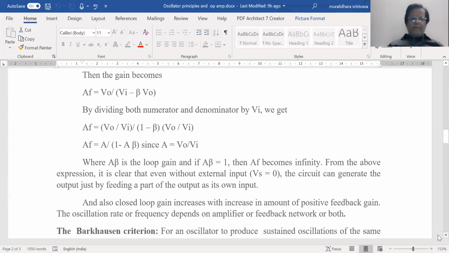If A beta is equal to 1, then we find that AF becomes infinity. So from the above expression, it is clear that even without the external input Vs, the circuit can generate the output by just feeding a part of the output as its own input.